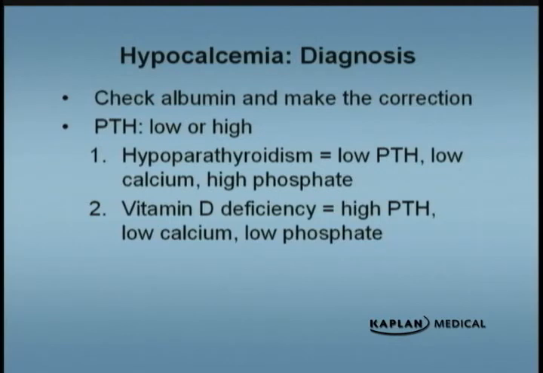On the boards, they sometimes don't give us the parathyroid hormone level. What they do is they give us a combination of calcium and phosphate. So if you remember how the parathyroid hormone works, you could figure this out. In patients with hypoparathyroidism, they have a low parathyroid hormone level, but they may not give that to us on the boards. What they'll give us is a low calcium, and then a high phosphate.